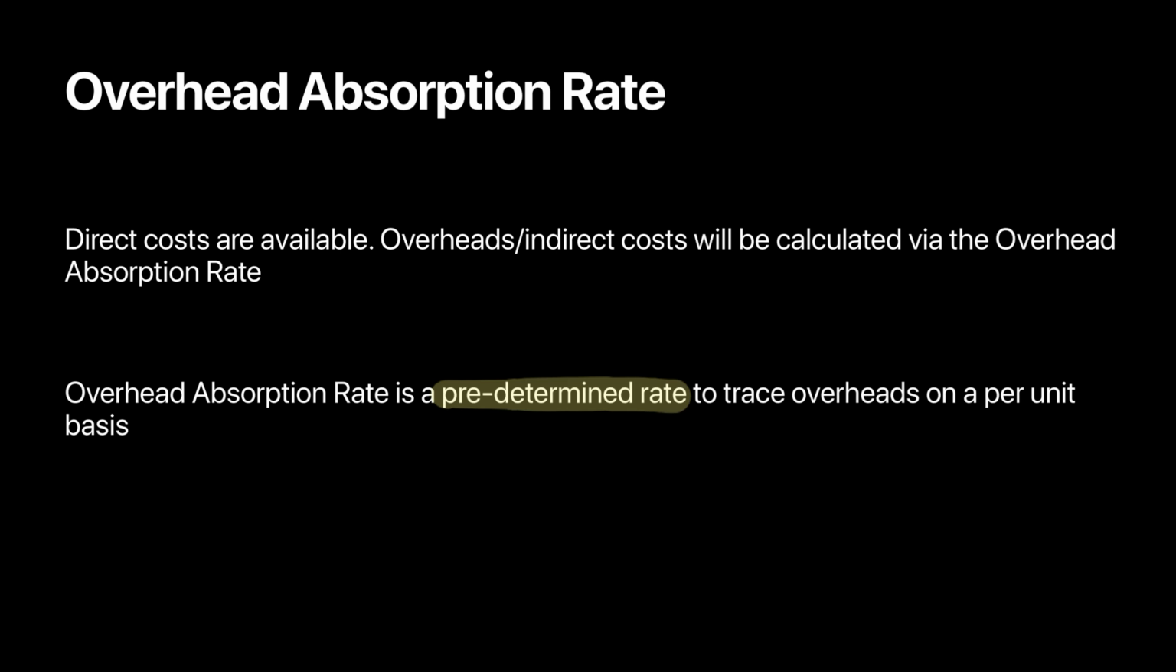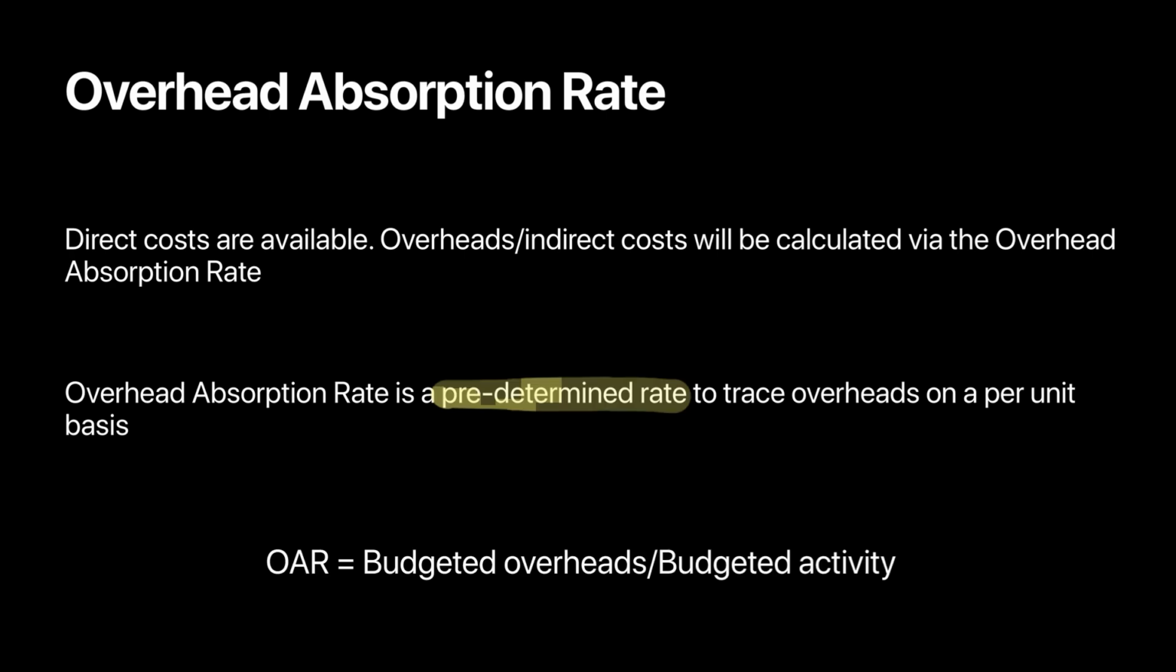That is why it's called a predetermined rate. So before you even start producing, you need to calculate the overhead absorption rate, which is a predetermined rate to trace overheads on a per unit basis. And we use a simple formula for overhead absorption rate, that is: overhead absorption rate is equal to budgeted overheads. You can see I'm using the word budgeted over here, which means estimated, over budgeted activity.